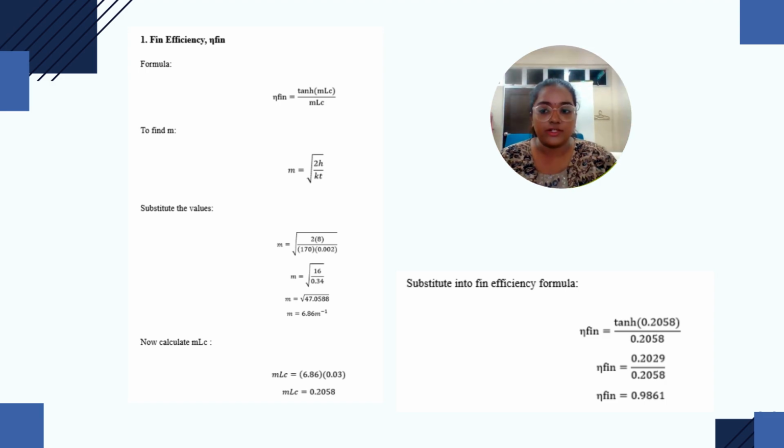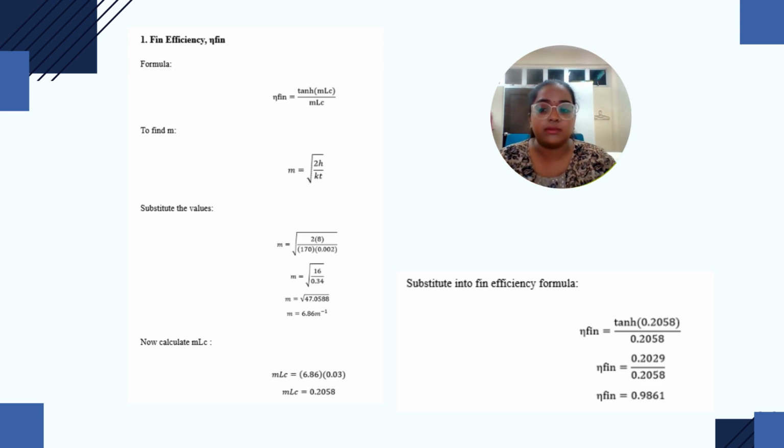The first calculation performed is the fin efficiency calculation. Fin efficiency represents how effectively the heat sink fin transfers heat from the base to the surrounding air. First, the fin parameter M is calculated using the convection coefficient, thermal conductivity, and fin thickness. After substituting all design values into the equation, the value of M is obtained as 6.86 per meter.